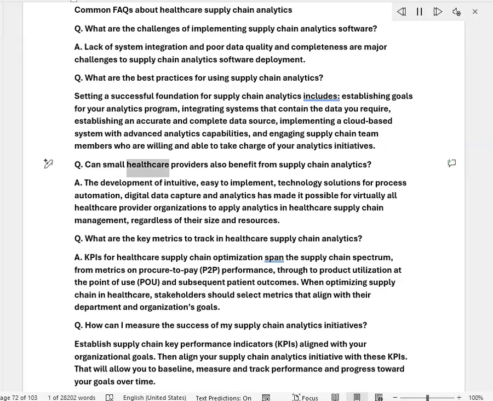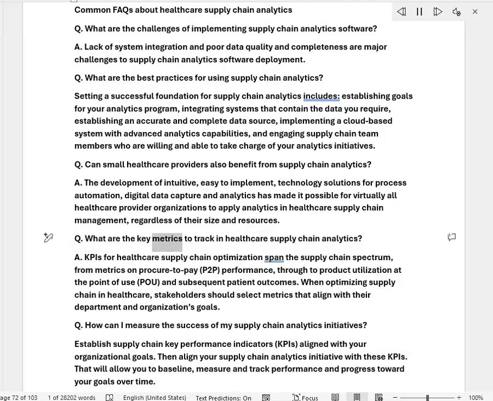Q. Can small healthcare providers also benefit from supply chain analytics? A. The development of intuitive, easy to implement technology solutions for process automation, digital data capture and analytics has made it possible for virtually all healthcare provider organizations to apply analytics in healthcare supply chain management, regardless of their size and resources.